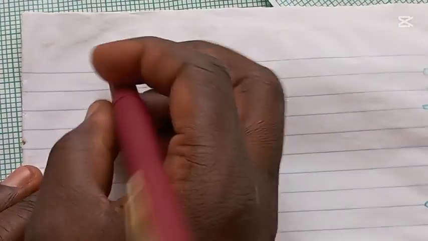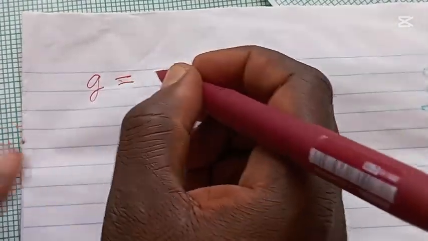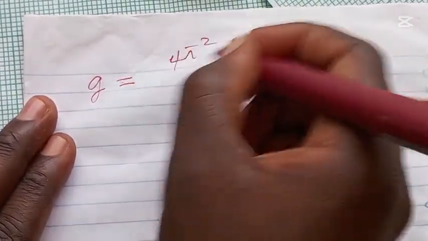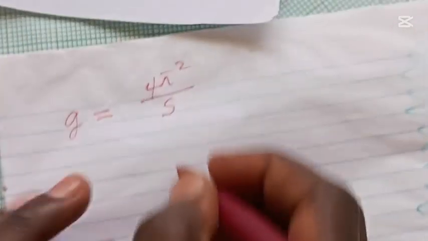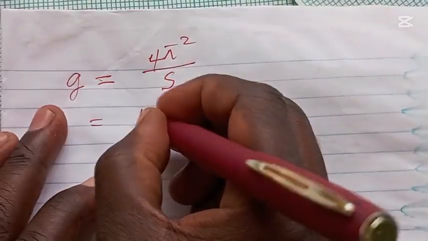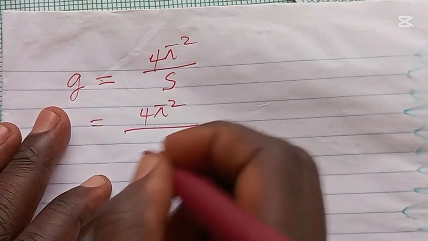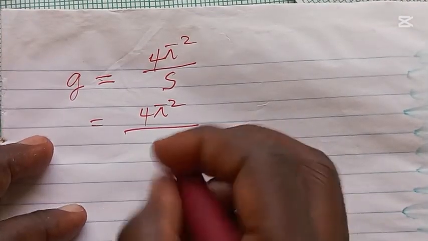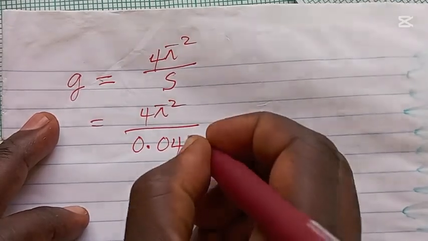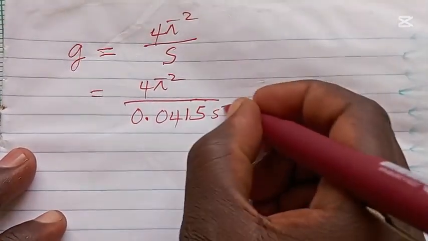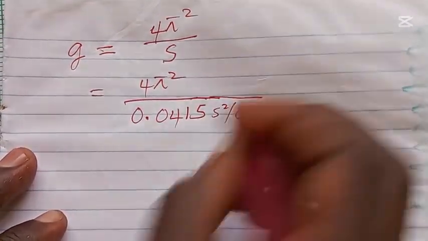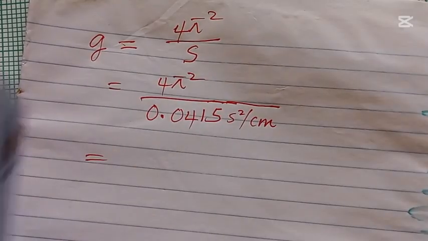Okay, now let's do the calculation. The formula says g equals 4 pi squared upon the slope s. Okay, and we got the slope as, so let's do the substitution, and this is equal to 4 pi squared divided by our slope, which is 0.0415 in seconds squared per centimeter, and this is equal to, so now let's do the calculation.